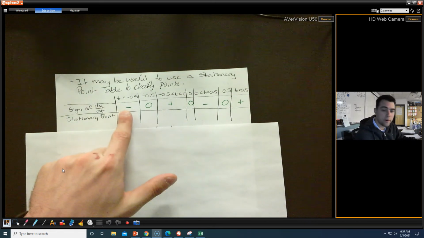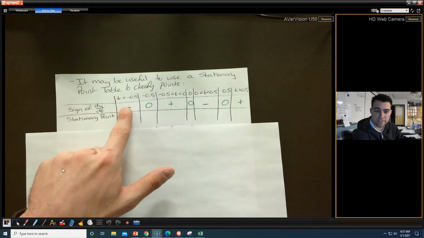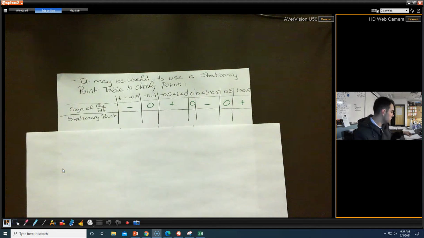And I already plugged in some test values. So for this one, I plugged in -1, and I found out the value when I plugged it into my gradient function back up here.